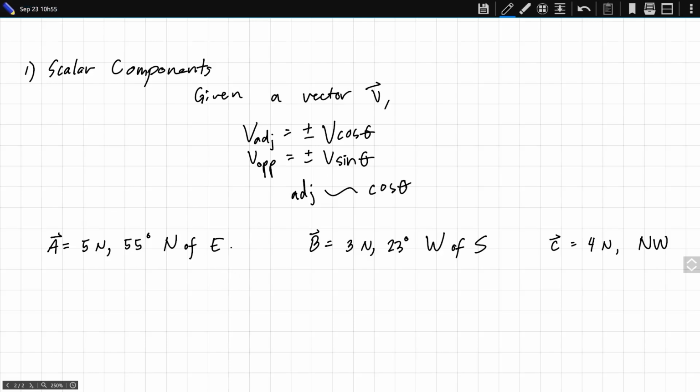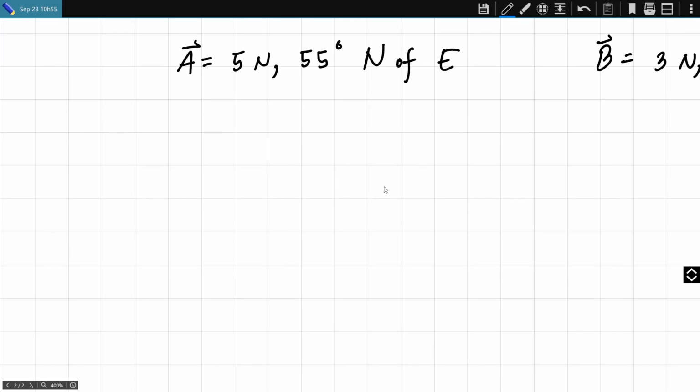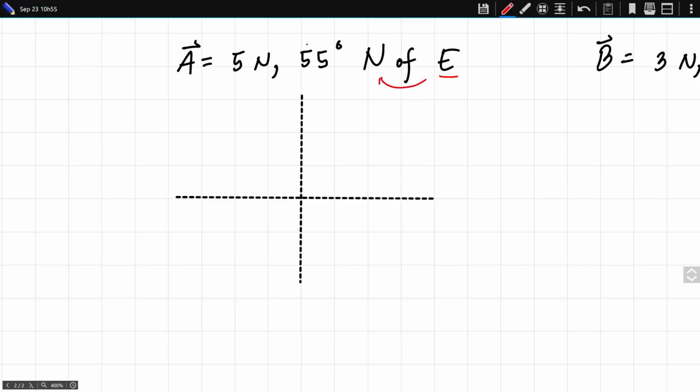So let's start with this first vector here, vector A. For vector A, first step is to do a sketch ng ating vector. Hindi na natin kailangan ng ruler or protractor. We don't need an accurate representation of the vector. Just a simple sketch will do. Okay? So let's draw an axis first. Our vector is in the direction 55 degrees north of east. So that means galing tayong east, papunta tayong north by 55 degrees.